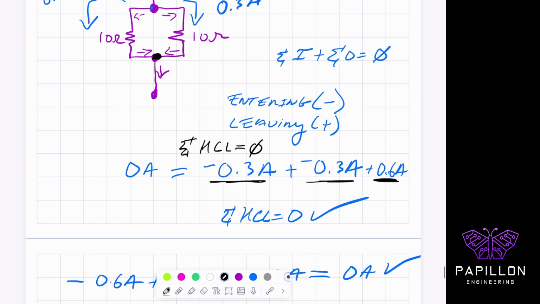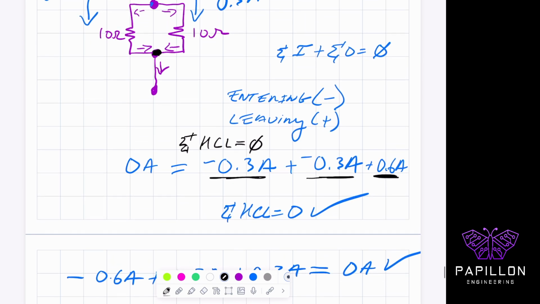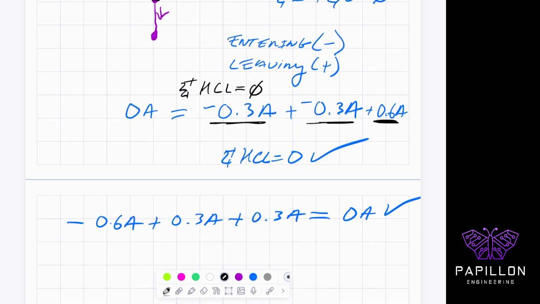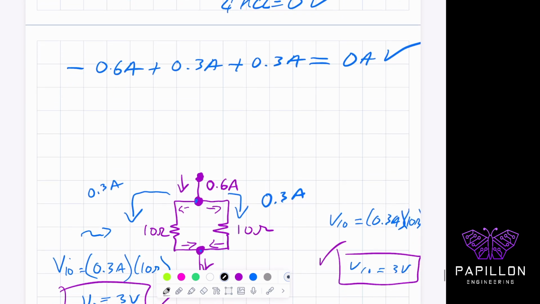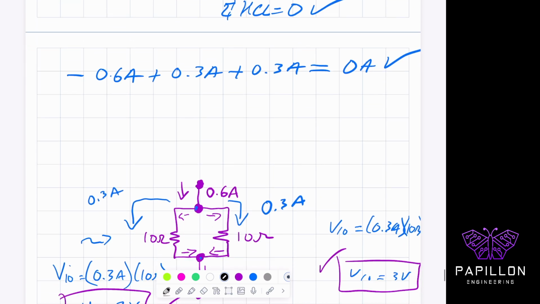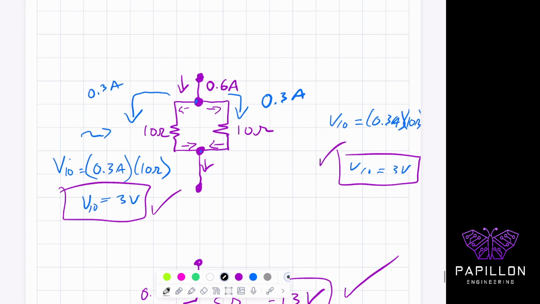If I use the top node, which is this one over here, then it'll be minus 0.6 amps plus 0.3 plus 0.3 equals 0. So it doesn't matter which node we use, KCL still holds true. That KCL is our backup that proves this is correct. So again, now that we know how to solve for the currents of each branch of the problem, we can also find the voltages.